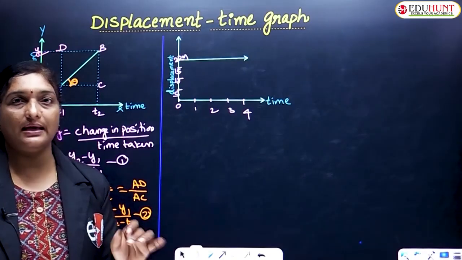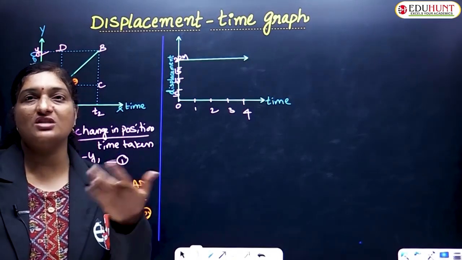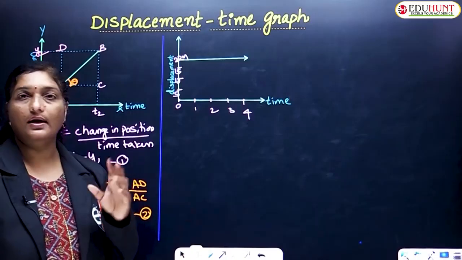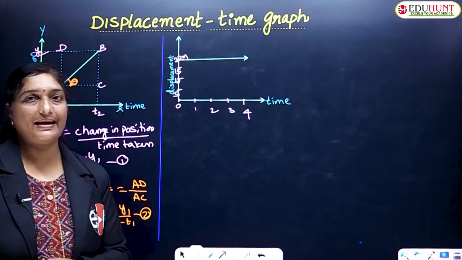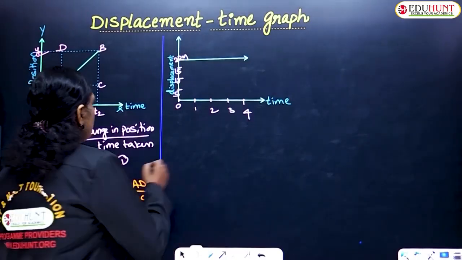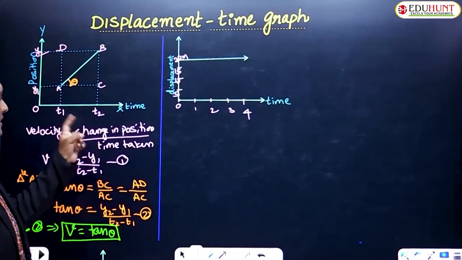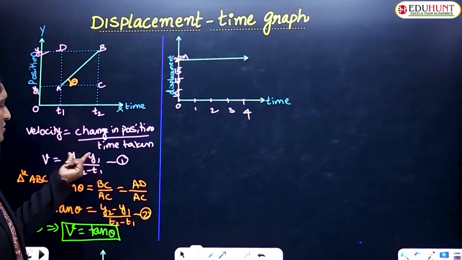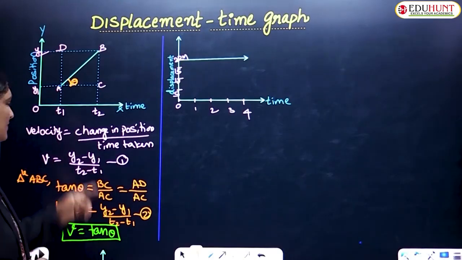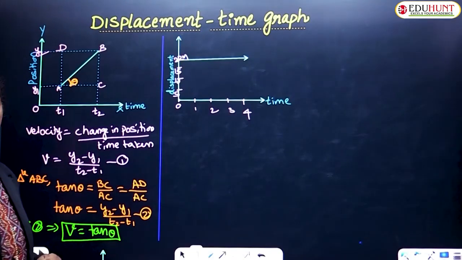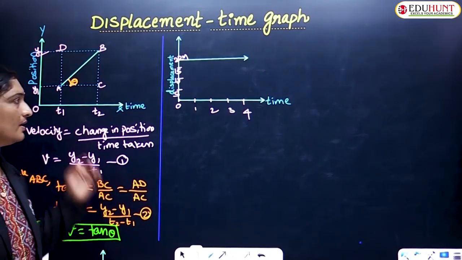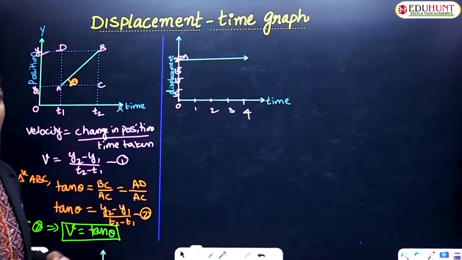As displacement is the fixed value, position is not changing with respect to time. So the velocity of the particle is 0, because we know that velocity equals change in position by time. The initial position and the final position both remain the same. So if this happens to be 20, here also 20. 20 minus 20 is 0. 0 by anything, 0 by 4, you have 0.